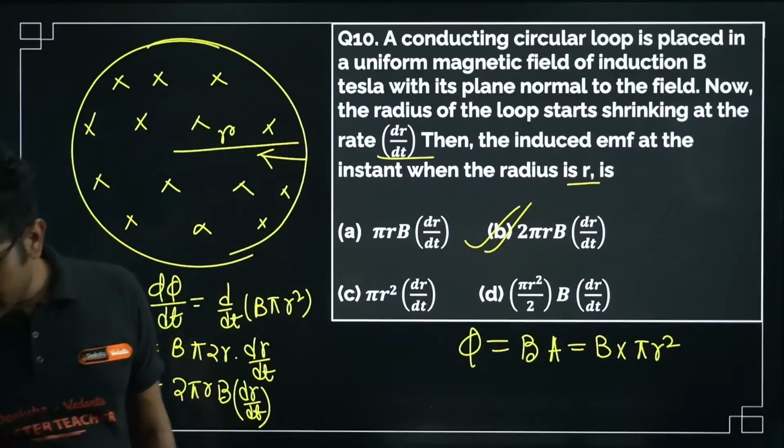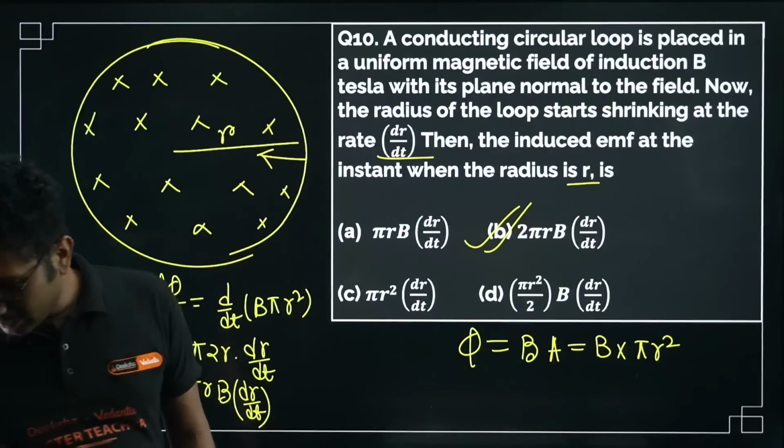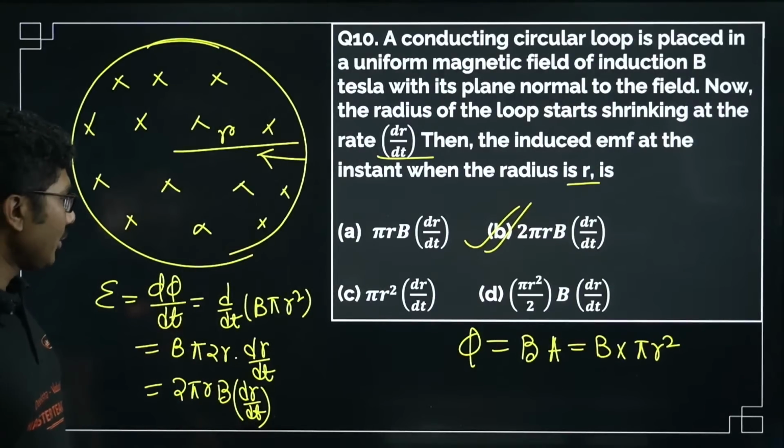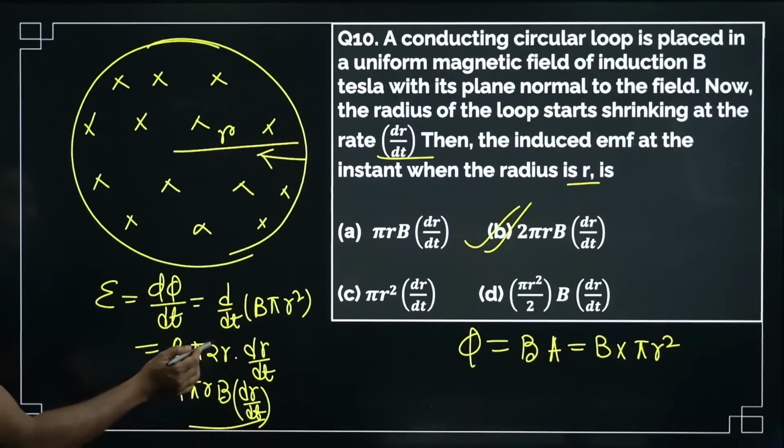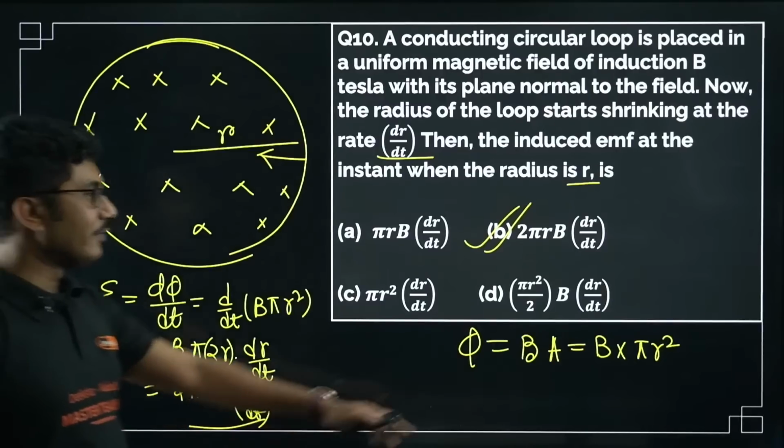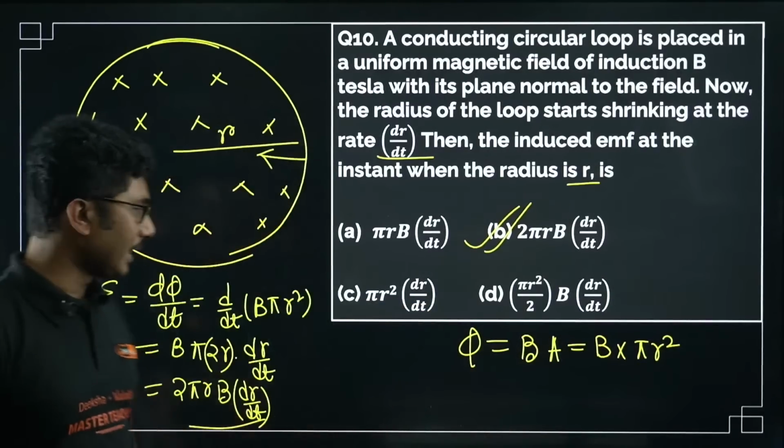Yes, B. No, Paul, not A. It is B. So remember that there is a differentiation: when you differentiate r square, you will get 2r, right?